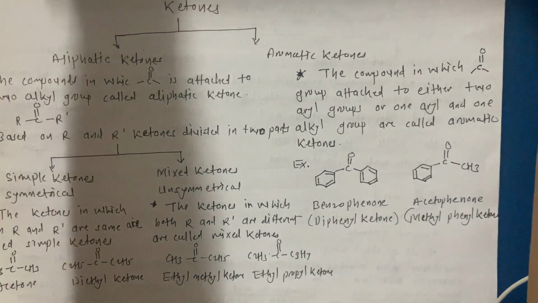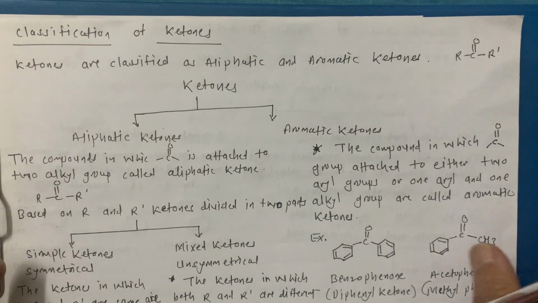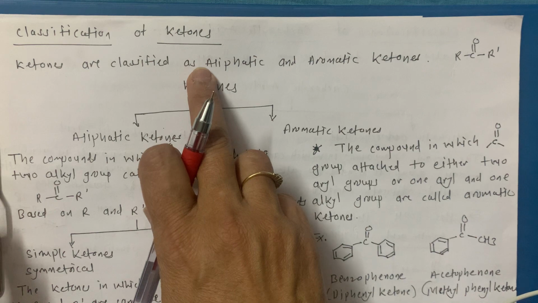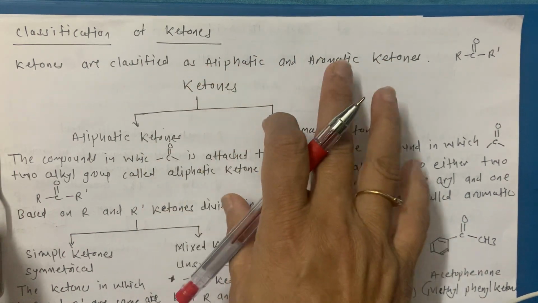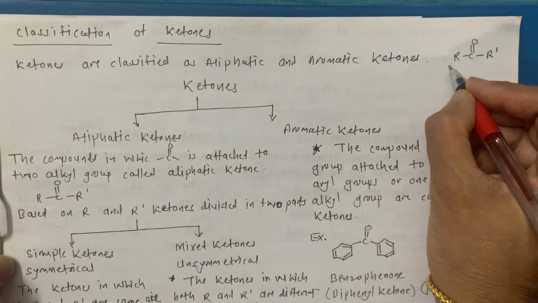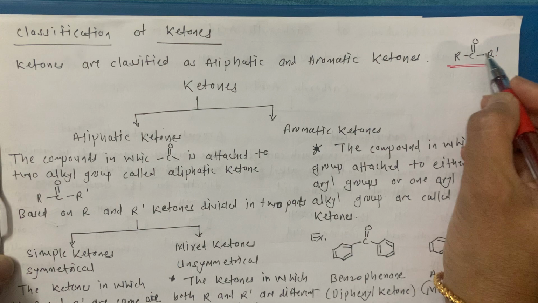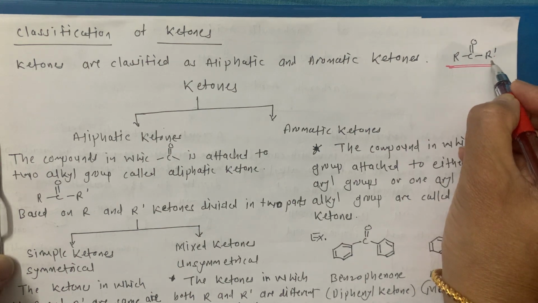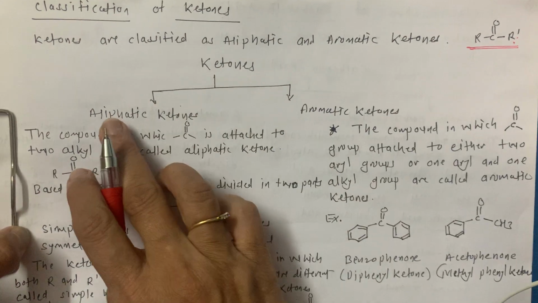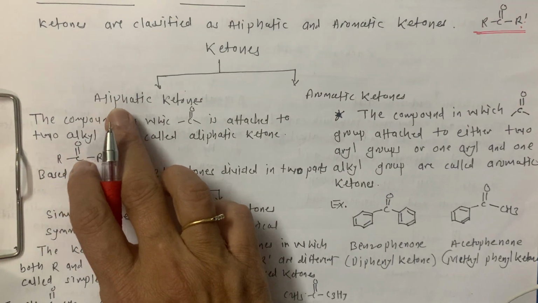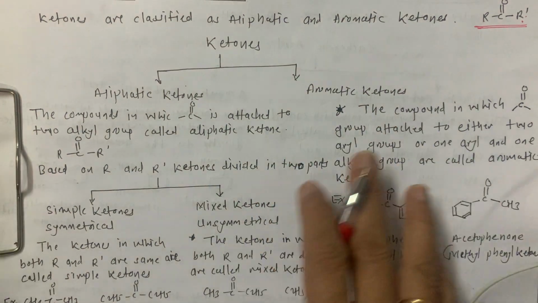Now, classification of ketones. Ketones are classified as aliphatic and aromatic ketones, just like aldehydes. This is our general formula of ketone, where there are two alkyl groups attached: one is R, another one is R dash. Ketones are classified into aliphatic ketone and aromatic ketone, just like the previous thing.